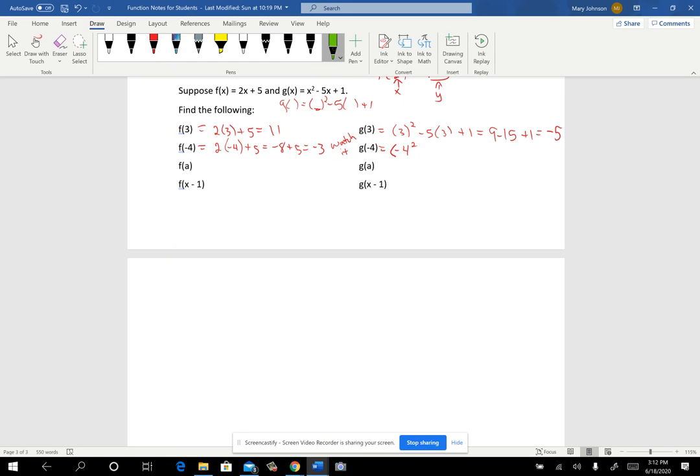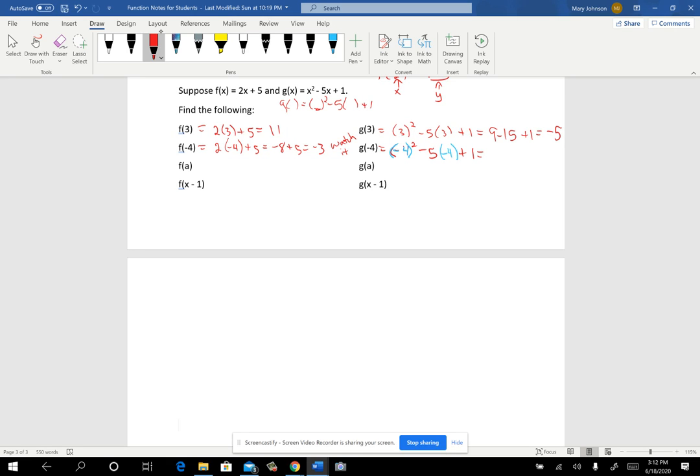Let me do those in a different color. You should be thinking this. Okay, and then have minus 5, and then right there put your negative 4, and then have your plus 1. Okay, you see that? All right, so that's the negative 4 when it got squared.